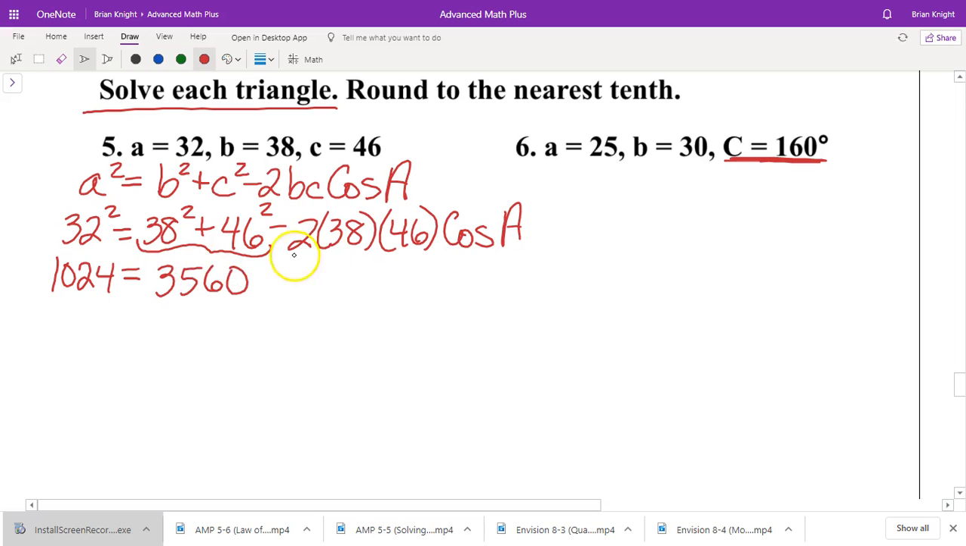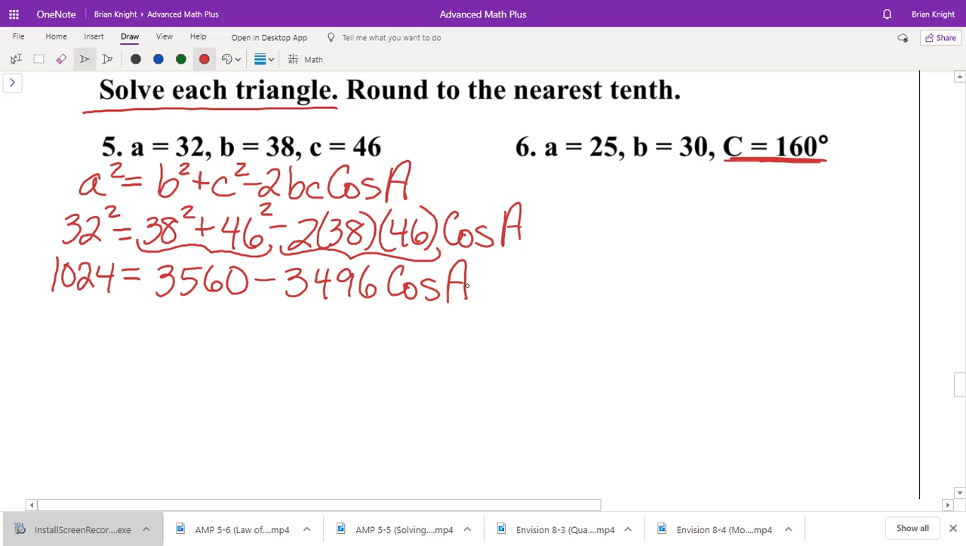3,560. And then you can do negative 2 times 38 times 46. Negative 3,496 cosine of A. And I've had people do this, and still, when they get to this point, they'll still subtract them. Okay? You can't subtract them. Don't do it. All right?